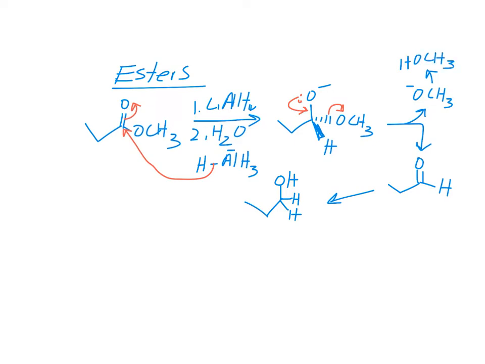So from an ester, we essentially get two alcohols. And we can look at the split. It gets split right here. The carbonyl gets reduced to a single bond. So this part is an alcohol here, and then this methoxy group gives us methanol. So we get two alcohols from an ester.